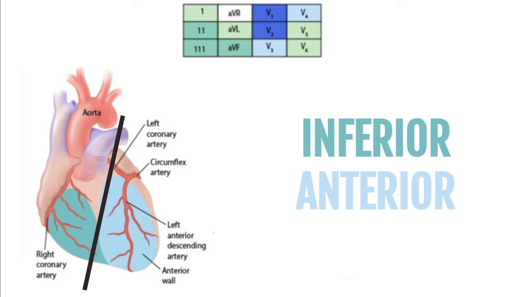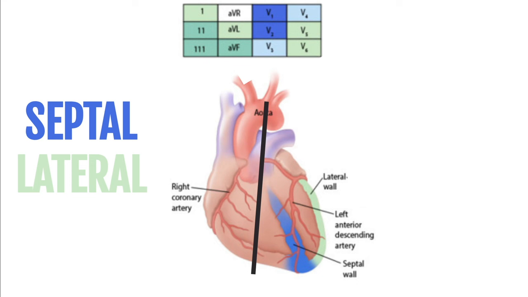We're looking at the same view of the heart as before, but we're going to be looking at the septal and the lateral walls. The septal wall of the heart is in royal blue here. It's also on the left side of the heart and gets blood supply from the left anterior descending artery. You will commonly see anteroseptal infarcts together because they're both supplied by the LAD. And in the case of a septal wall infarct, you would see ST elevation in leads V1 and V2.